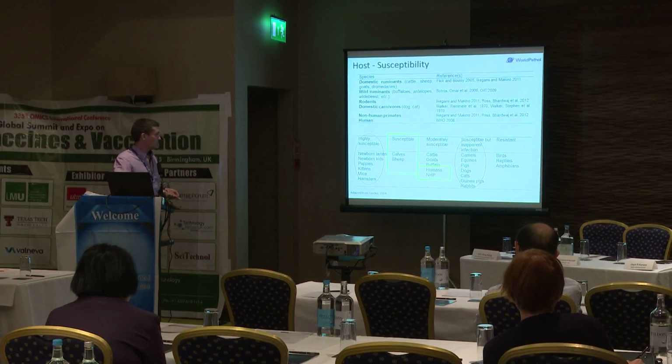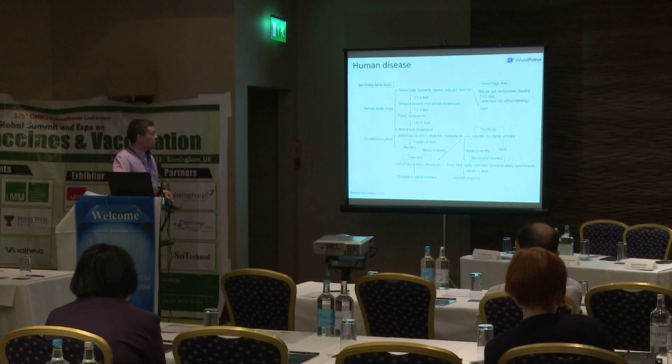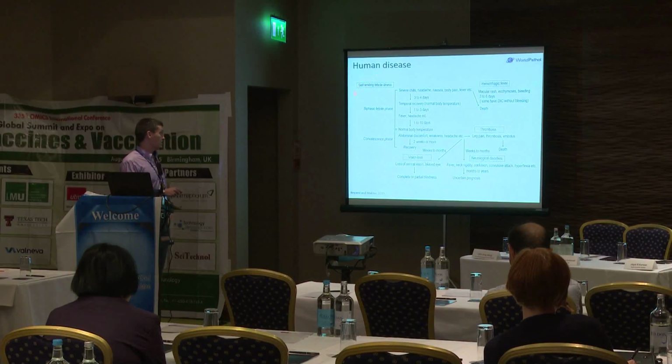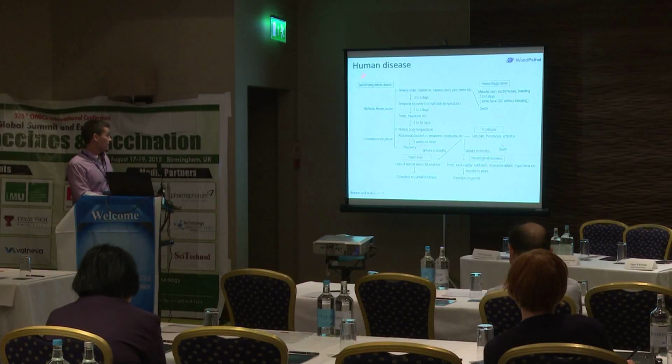So it's quite bizarre because this illness was first described in the beginning of the last century. Human disease. We want to mimic human disease, and it's characterized by 5 syndromes. The most common by far is self-limiting febrile illness. It affects 7% of the people infected.